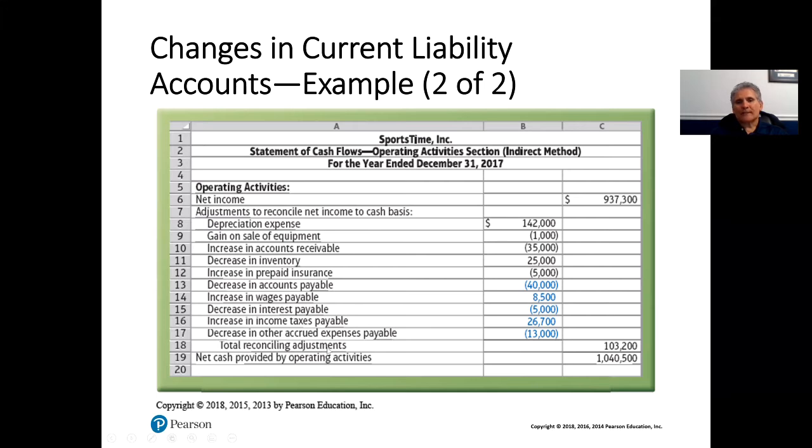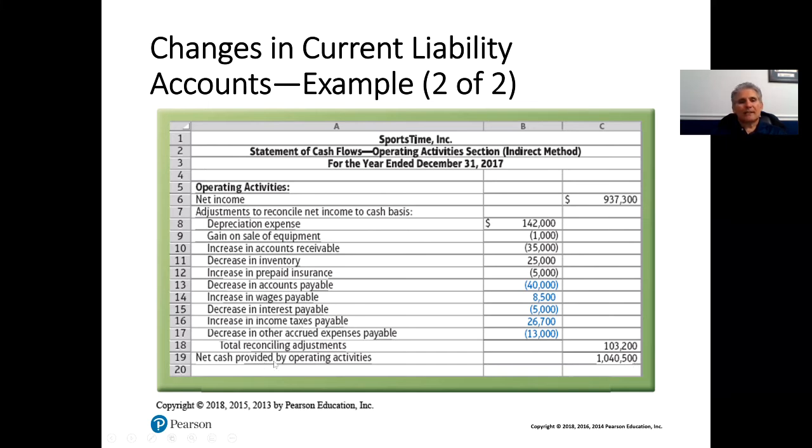We're going to sum these up, and the total reconciliation adjustments are $103,200. So we started off with net income of $937,300. We're going to add back the reconciliation adjustments of $103,200. And the result is net cash provided by operating activities of $1,040,500.